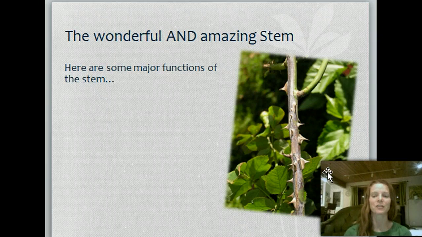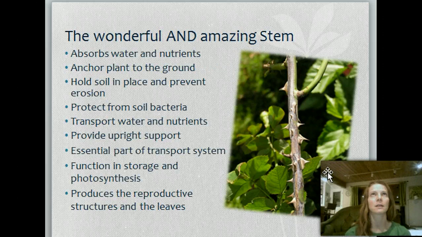So here are some major functions of the amazing stem. All right, long list, right? But it absorbs water and nutrients, first and foremost. Anchors the plant to the ground. Holds soil in place to prevent erosion. That's actually a really huge deal. When we don't have a lot of plants, there tends to be a lot of erosion in the soil, which is not a good thing for anybody, okay? So really, plants are really important for that piece alone.